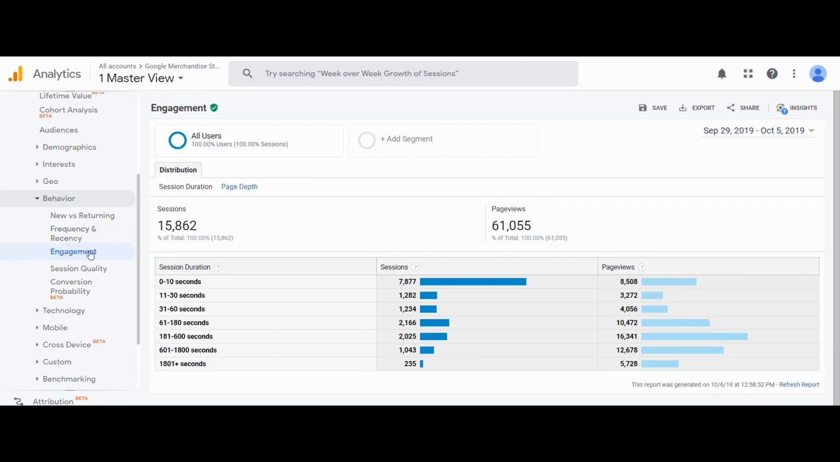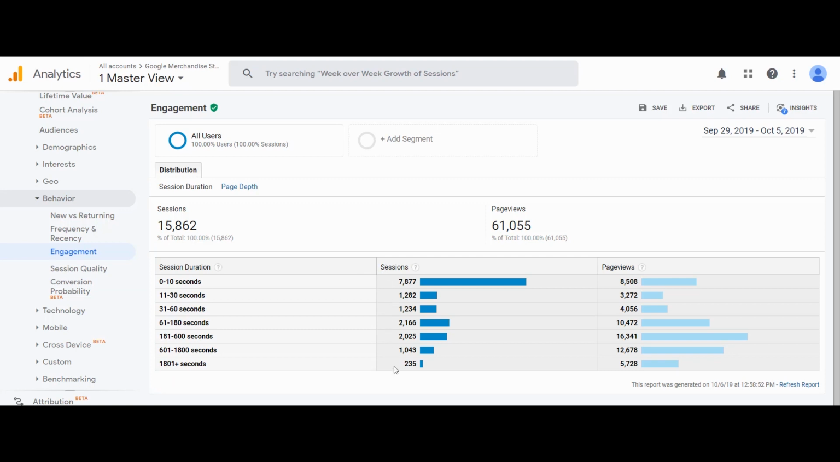Then we have the engagement. This is self-explanatory. Engagement is measured in terms of the time spent by the user on your site in a given session. We have the data on the basis of session duration intervals starting from 0 to 10. It indicates for how long you are able to engage the users in a session. Here we have the number of sessions for each interval.